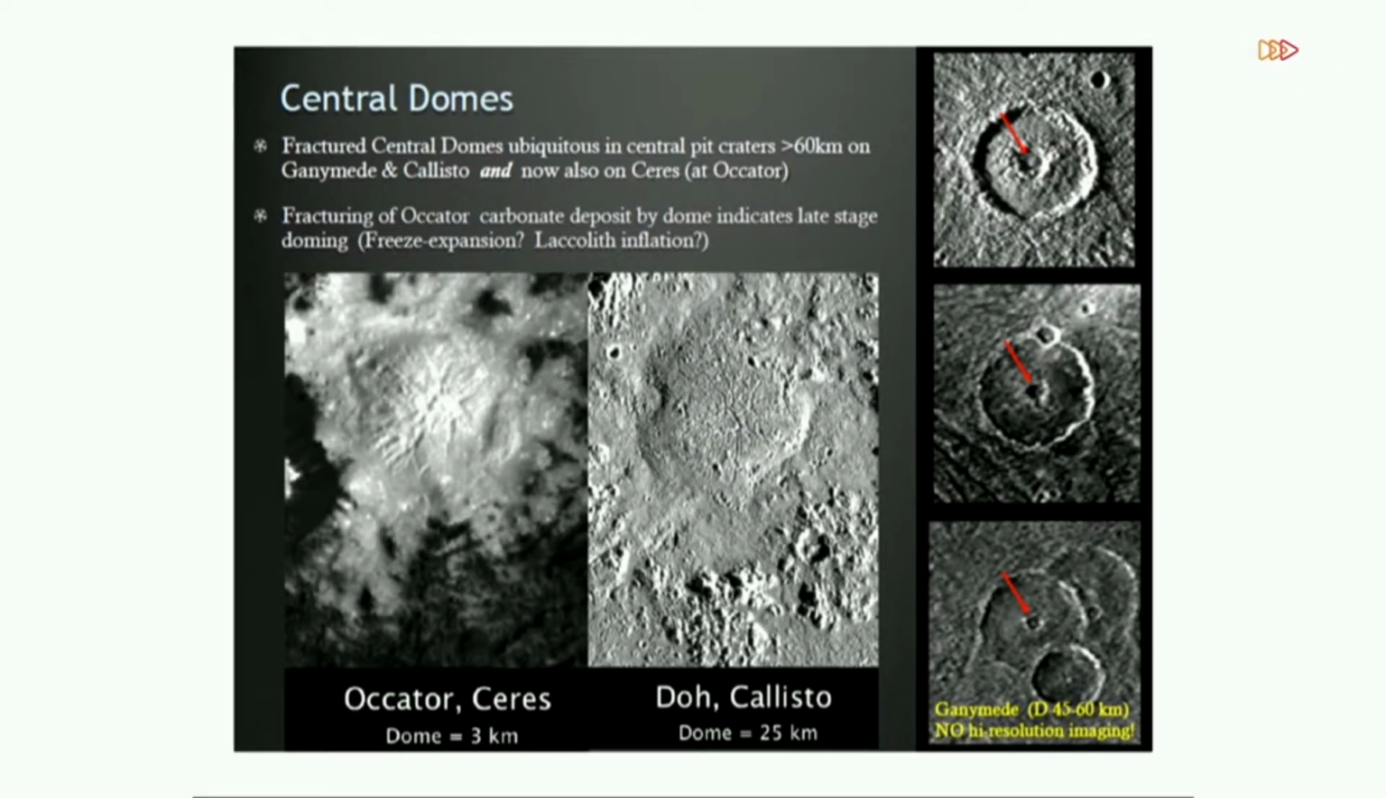And we see lots of these domes in smaller craters on Ganymede and Callisto. The arrows point to the domes, but we never got high-resolution images of these, so we don't know whether they're fractured. We assume that when we get to Ganymede again, these domes will be fractured in the same way as Occator is, but we're just going to have to wait to find that out. Now, the stratigraphy suggests that the cracking of the dome at Occator occurred after the bright material was in place, because it appears to fracture it.